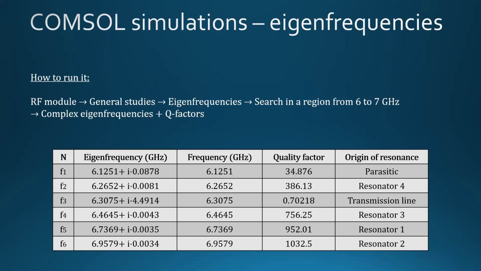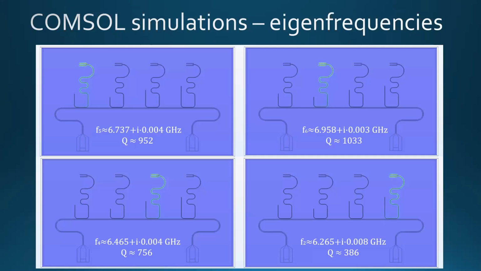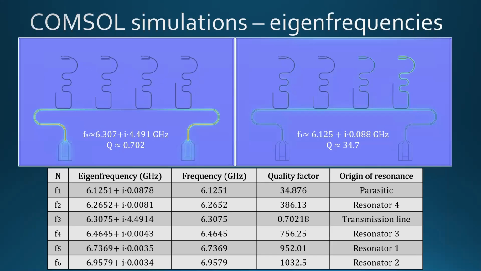After the simulation, I understood that the couplers have a large influence on the resonator frequency. There's a shift of the resonator frequency of almost 1.4 gigahertz, which is caused by this coupler. Here you can see that there are 4 resonances caused by resonators, and there are 2 additional. One of them is caused by the transmission line, and another one is some parasitic mode.